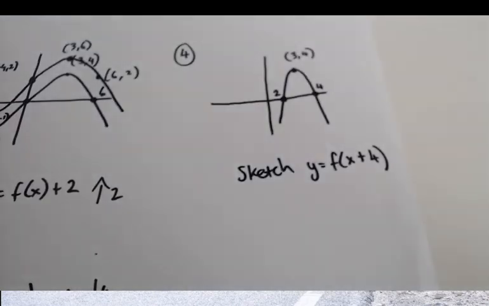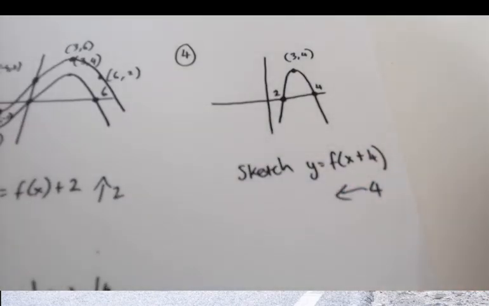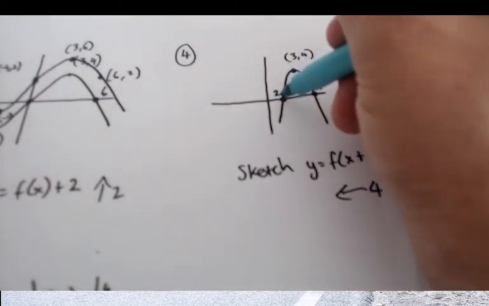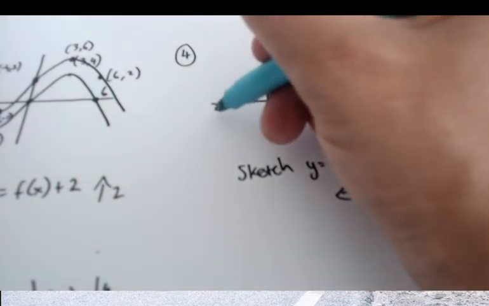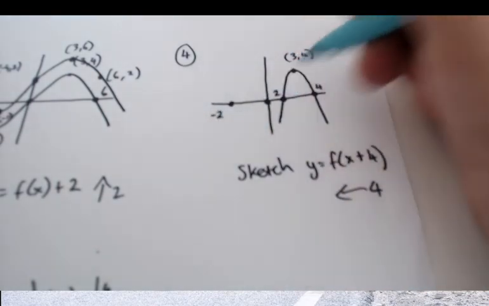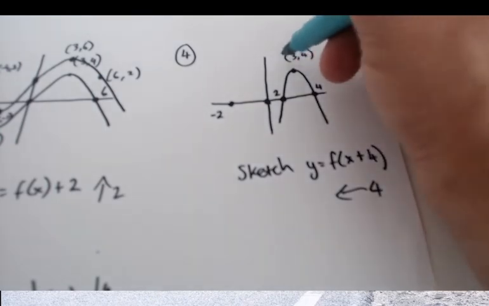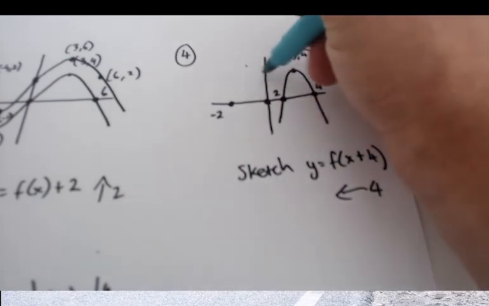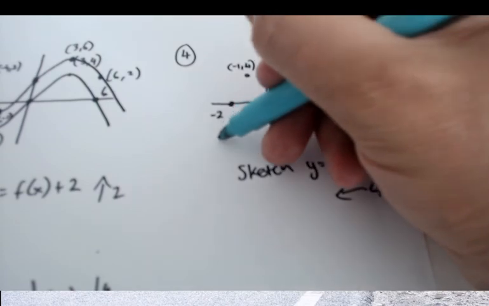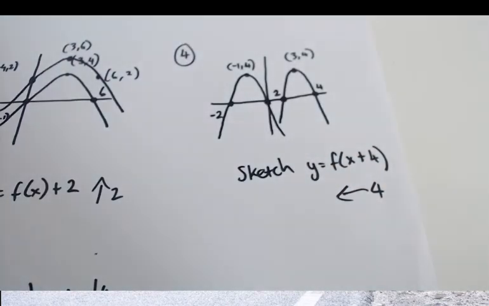Number 4, f of x add 4, so everything's moving 4 spaces left. I've got these 3 points, so minus 2, 4 spaces left, take me to minus 2. The 4 spaces left will take me to the origin, take me to 0. 3, 4, so it's 3 along, 4 spaces to the left. Let's get the height the same. That will take me to minus 1, 4. And then draw in the shape of the curve.